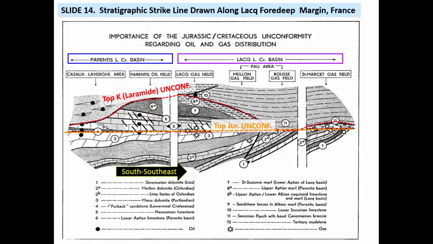Now go back, here's a strike line drawn along that foredeep margin, and what you see is the relationship, these two unconformities and the wedges they create. Again, you see where the focal point for migration has been along these unconformities. You see carbonates above producing, the carbonates below producing. The reason why the gas is here, this is the deeper part of the foredeep.